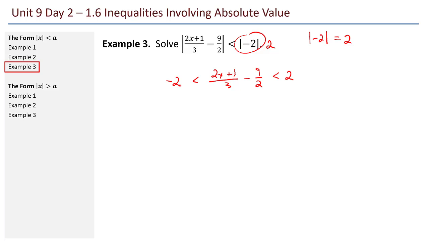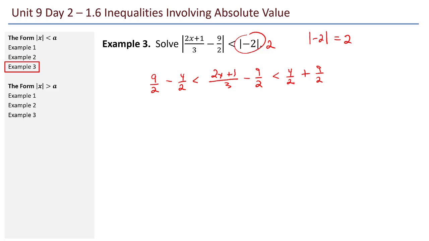What should I do next? Well, at this point, I will add 9/2 to all parts. So on the right, this becomes 2 plus 9/2. On the left, it looks like 9/2 minus 2. Now, to do that simplification, I need to change the 2 so that it has a denominator of 2. So instead of 2, let's call that 4/2. And on the right, instead of 2, we'll call that 4/2.